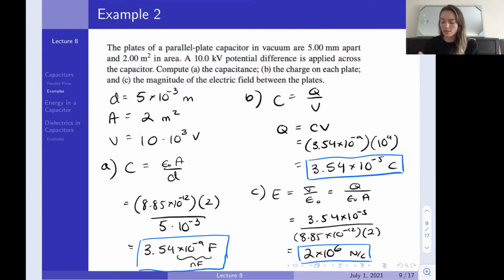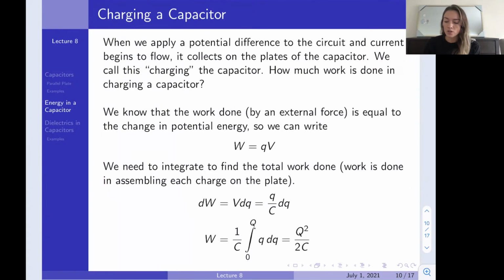Okay, so this was a relatively straightforward example. Now let's talk about how capacitors store energy. When capacitors store energy, they have to be charged first, right? Because if we have two plates with some charge plus and minus Q on them, that charge has to get there somehow. So that's called charging a capacitor, and that's when you put energy into the capacitor.